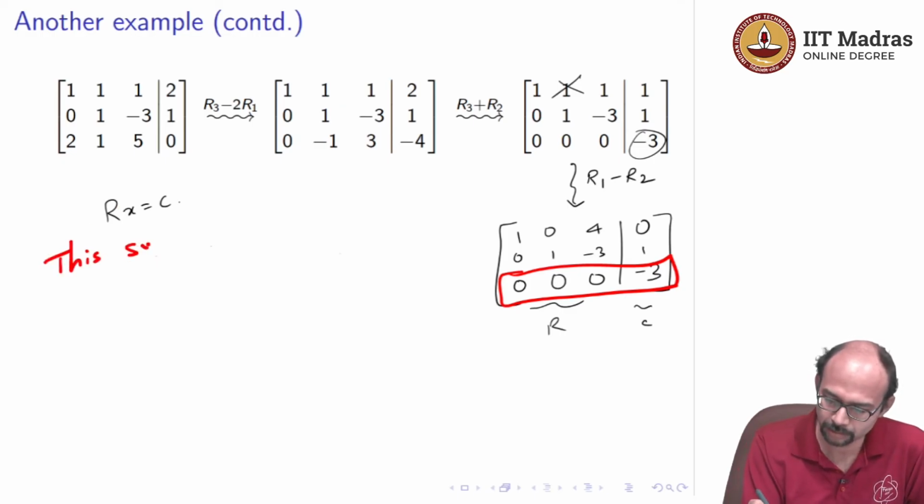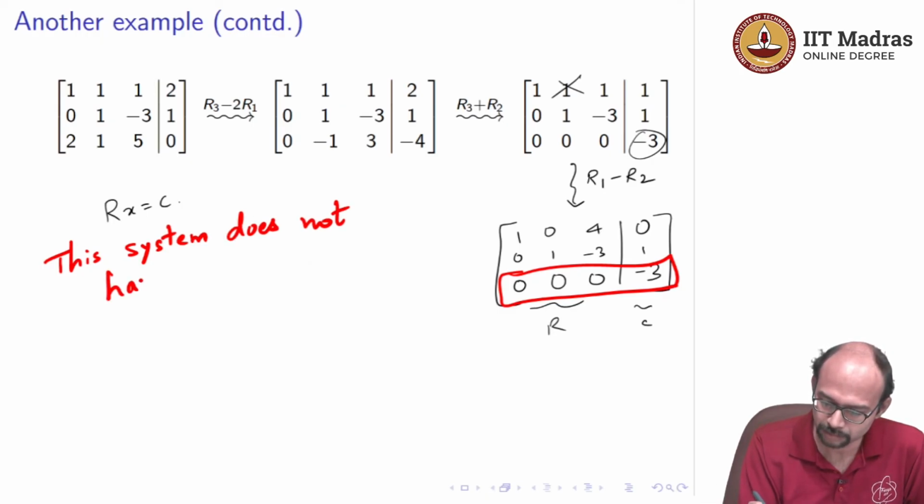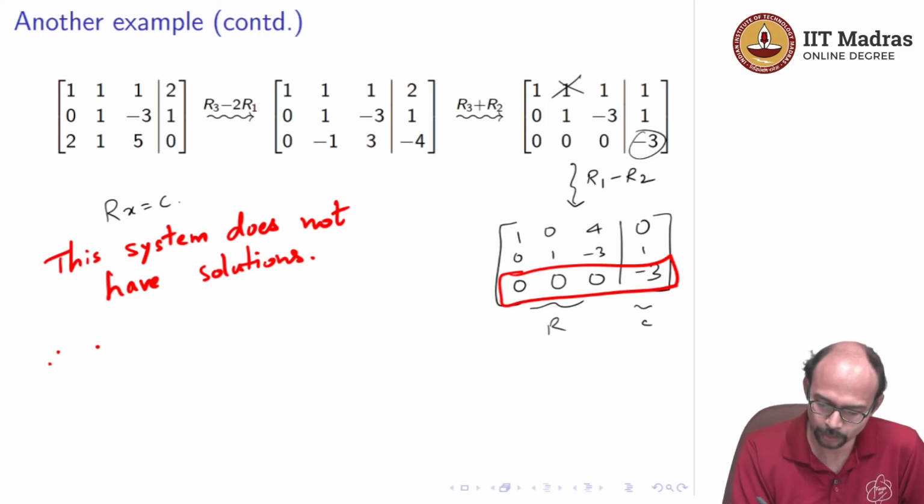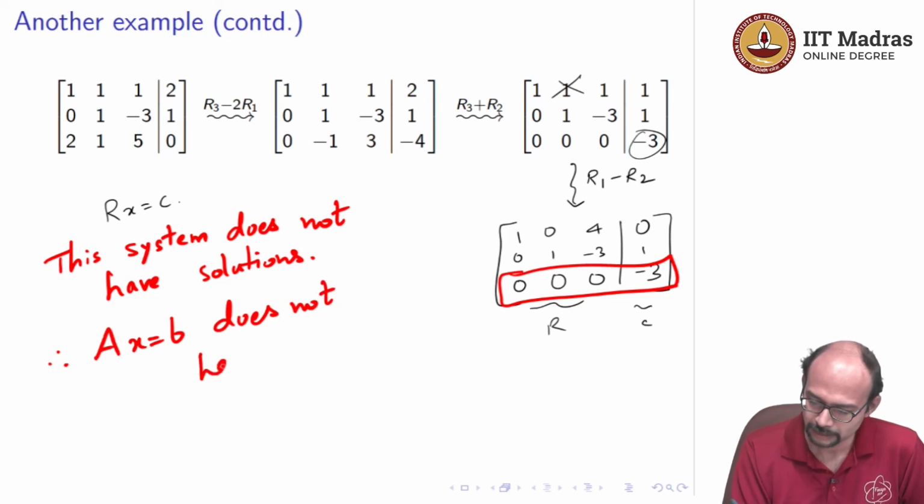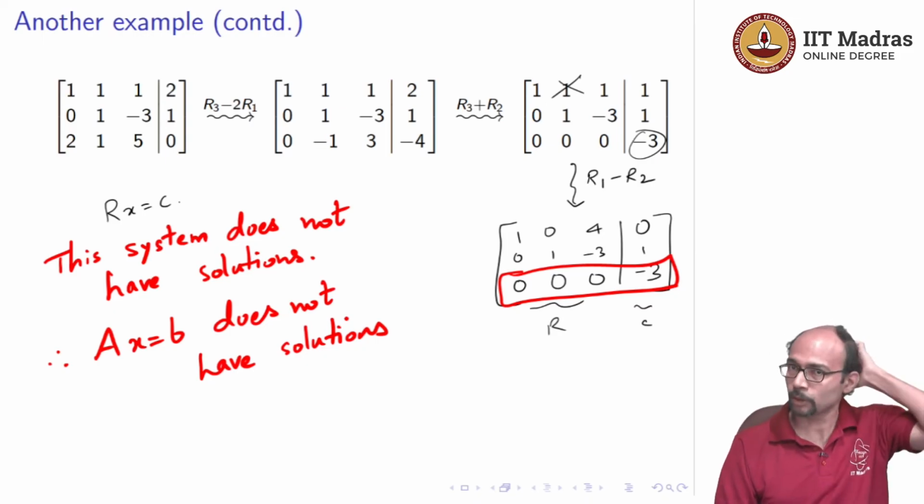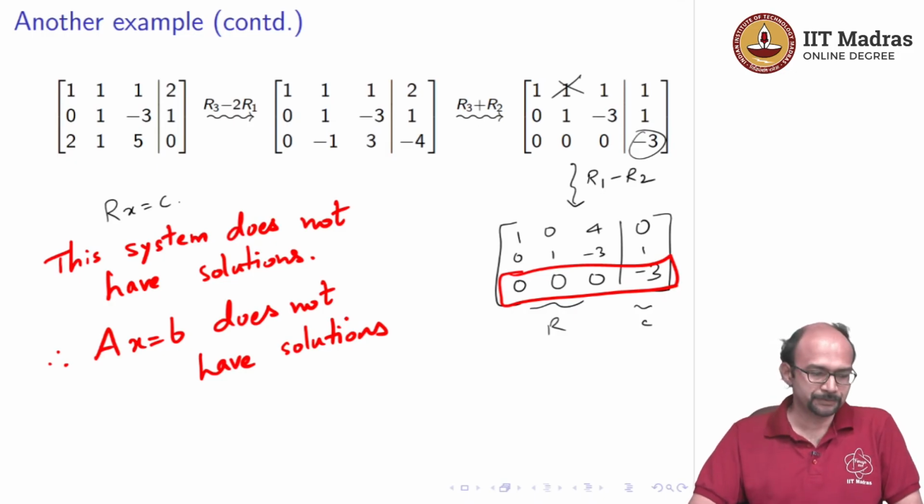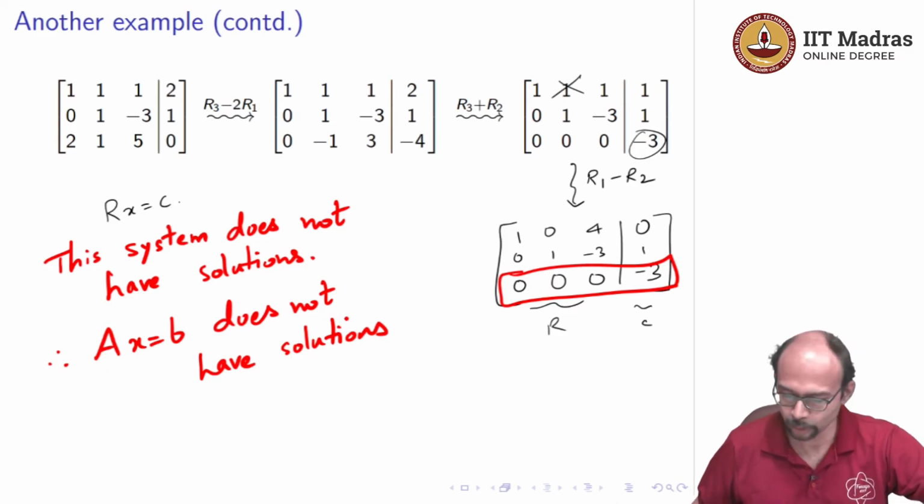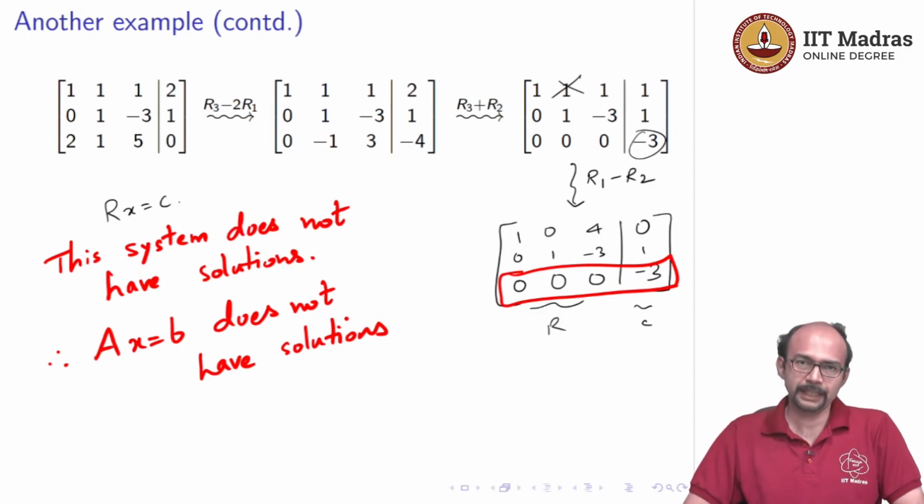So, this system does not have solutions. Okay, and because this system does not have solutions, neither does Ax equals b. So, therefore, Ax equals b does not have solutions, right. And of course, what is Ax equals b? A is this matrix here 1 1 1 0 1 minus 3 2 1 5, and b was the column 2 1 0. Yeah, we wrote down the explicit system in the previous slide. Okay. So, we have shown an example where we can use this method to also check when a system does not have any solution.